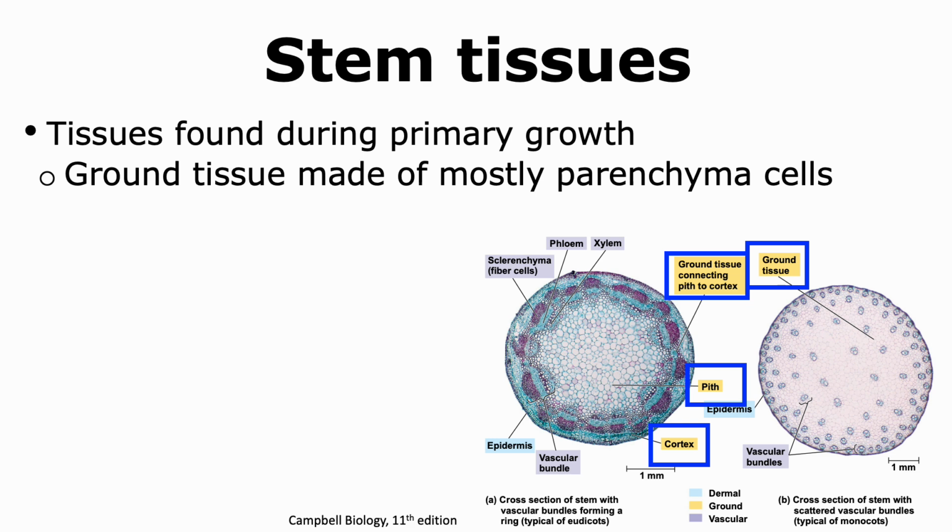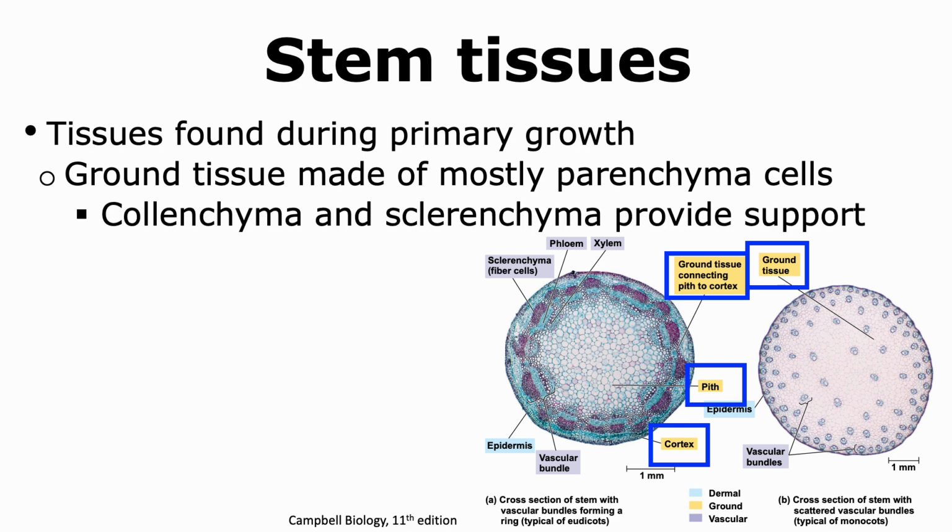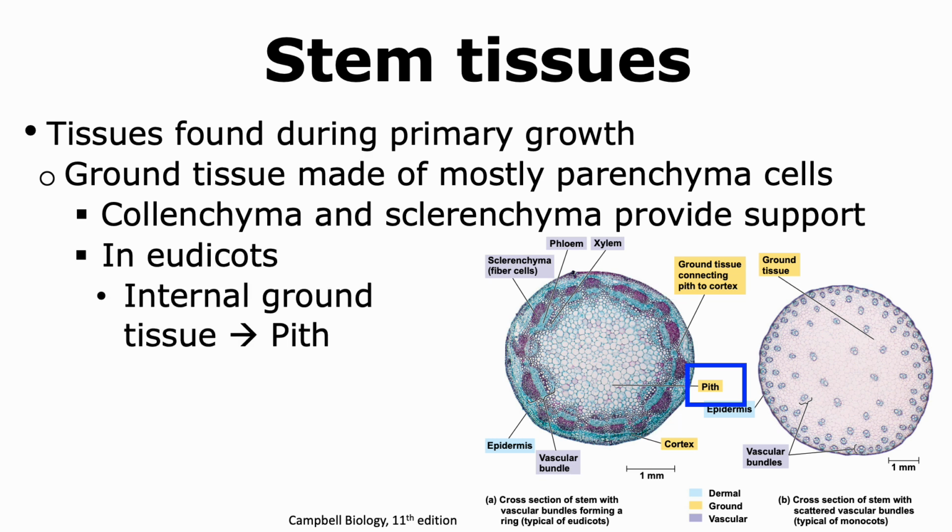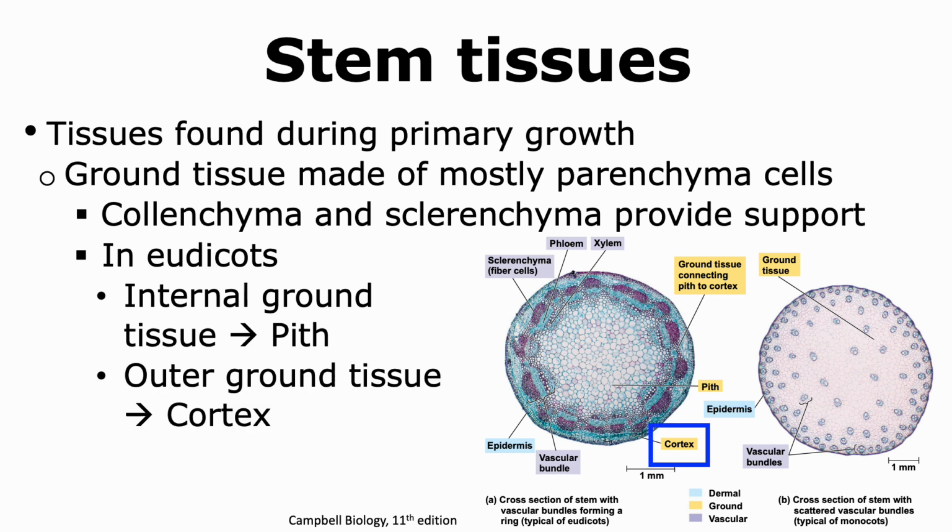Between the dermal and vascular tissue is the ground tissue, which is mostly made up of parenchyma cells. It can also include collenchyma and sclerenchyma cells that provide support to the stem. In the case of eudicots, there is ground tissue inside the vascular bundle, and this ground tissue is called the pith. There is ground tissue around the vascular bundle, which is called the cortex.